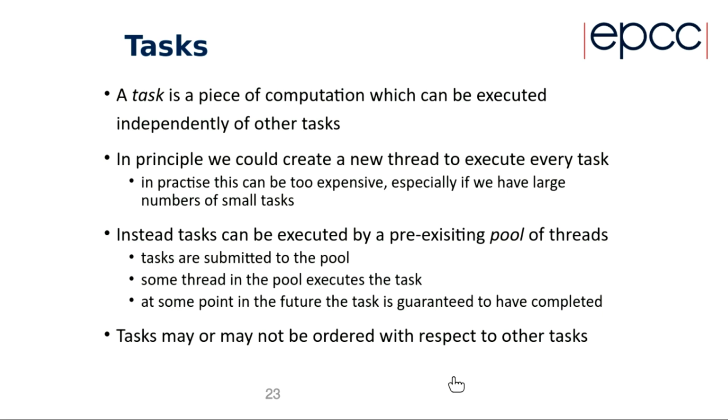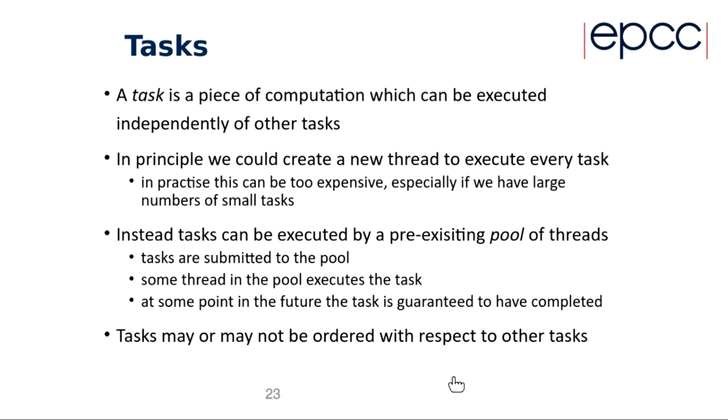Good. So tasks. The idea is quite simple. A task is just a piece of computation which can be executed independently of other tasks. Essentially, our job as parallel programmers is to try and identify tasks in the program that can be executed independently and therefore in parallel. In principle, you could think about creating a new thread to execute every task. That would be logically correct, but in practice that can get too expensive, particularly if you have a large number of very small tasks, small in terms of execution time.